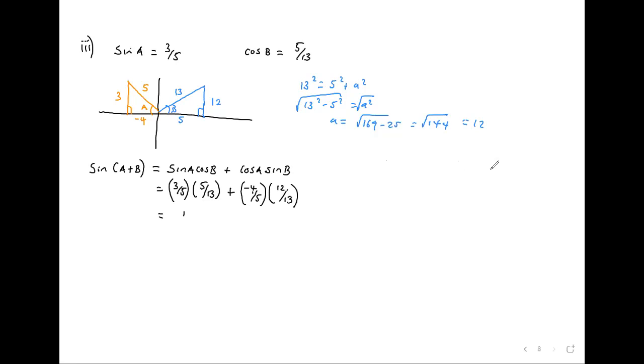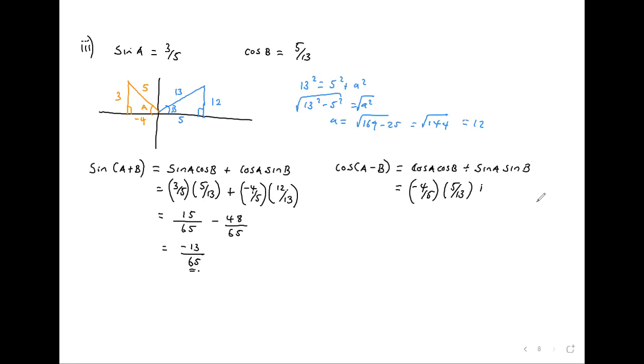This guy is giving us, we decide not to cancel, we have 15/13 by 5, that is 65. In fact, I can put negative directly, since we know that that is -4 by 12, which is 48/65. So we get -13/65. That is for sine.